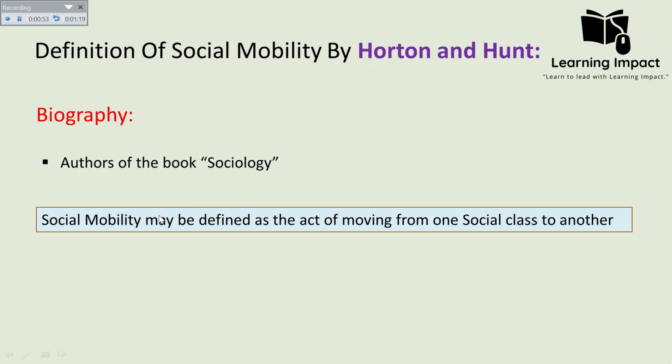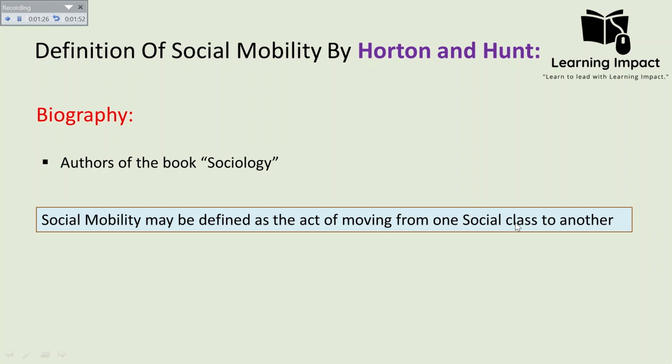This definition primarily focuses on social class, meaning that when a person moves from one social class to another, for example from the middle class to the upper class, this is social mobility according to the definition given by Horton and Hunt. In order to understand this definition, we must know what is meant by social class. Social class is a way to categorize people into groups based on their socioeconomic status. When we consider an individual based on their socioeconomic status and their position in respect to that, it is called a social class.